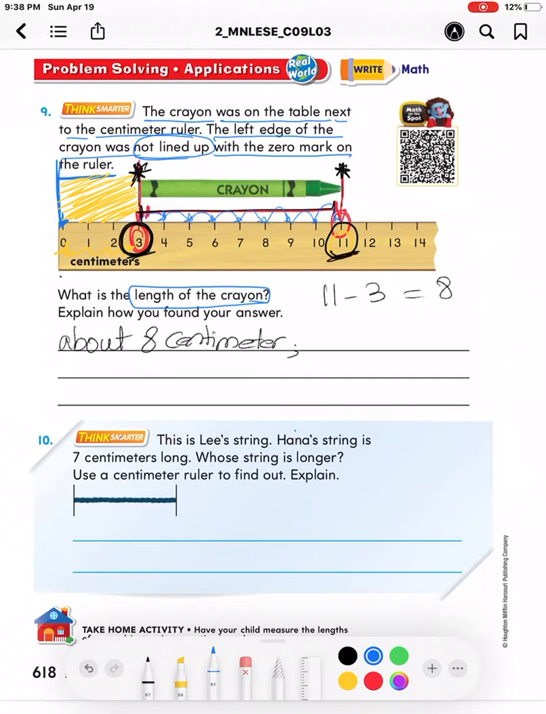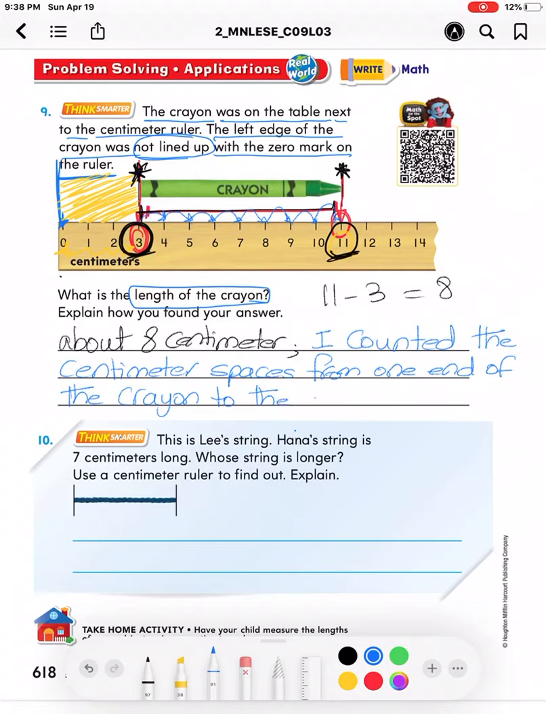So we got 8. So the explanation here, the easiest one, is to say I counted the centimeter spaces from one end of the crayon to the other, as we have done here. Okay, like you can see, we counted on, or we can just subtract or take away 3 from 11.